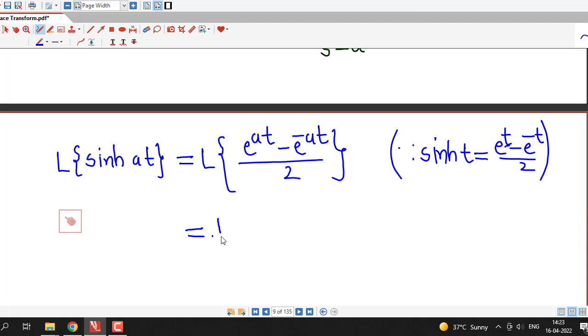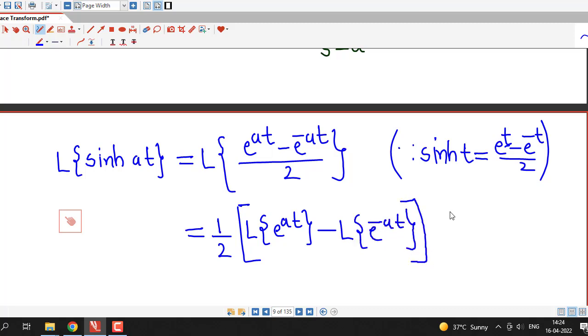Now by the linearity property this is going to be 1 by 2 times the Laplace transform of e raised to at minus the Laplace transform of e raised to minus at. So this we have written using the linearity property of the Laplace transform.